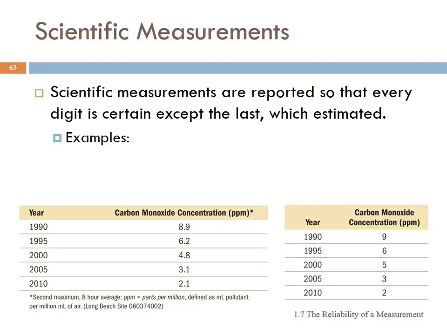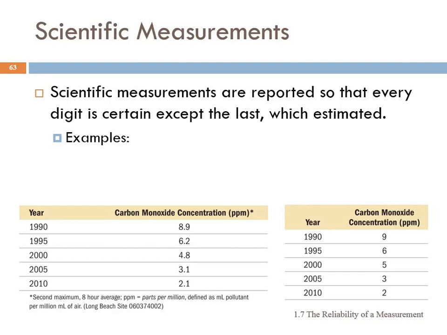Scientific measurements. When scientists record a measurement, we do so in a very particular way, so that every digit that we write down, we are certain of, except for the last digit, which is estimated.